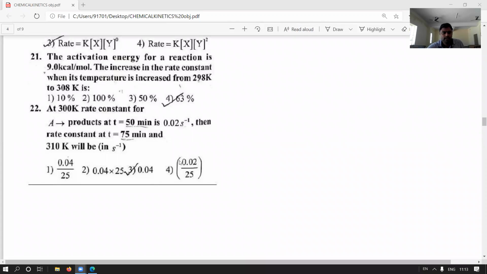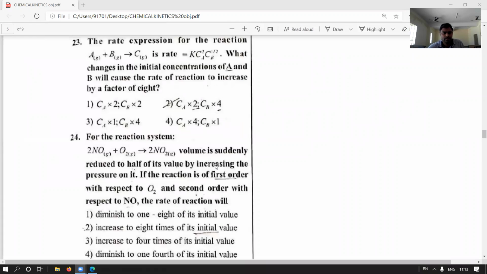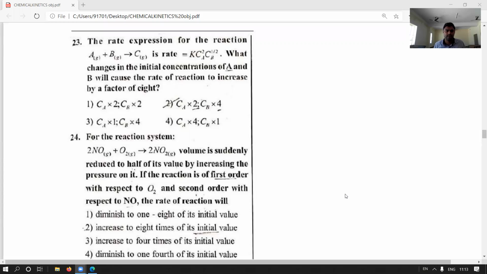Okay, dear students, let's see the next one. Question 23. They only gave the rate expression, or rate law, in this question.